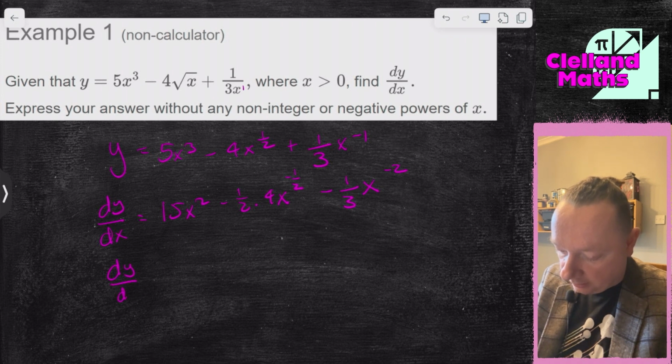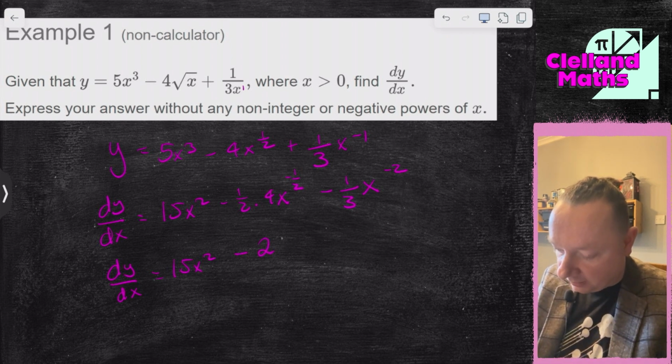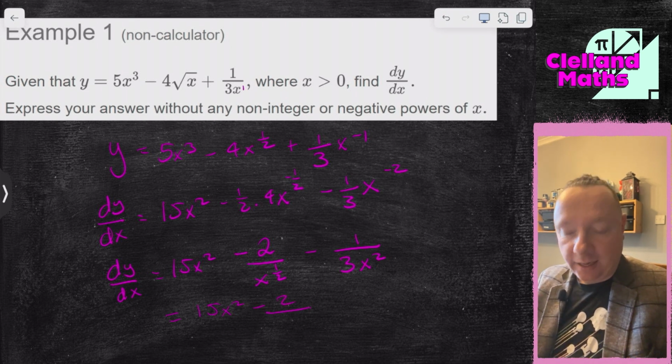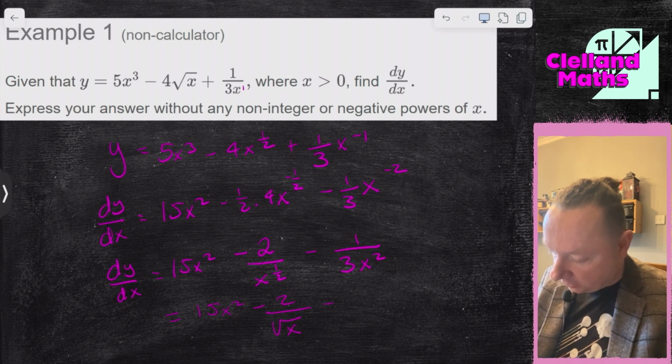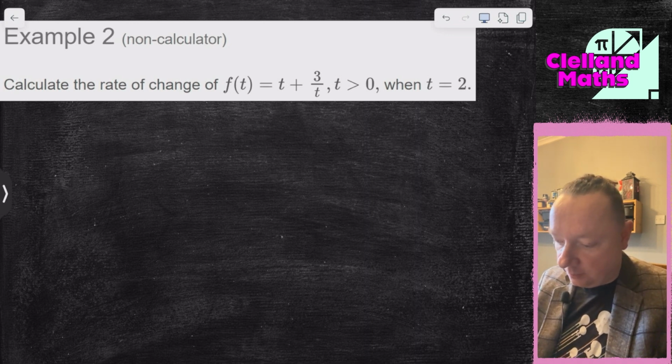So dy/dx, 15x squared is fine with me. A half times 4, well, a half of 4 is 2, so minus 2. But I've got that x to the minus a half, so I'll make that x to the half to start with. And then minus a third, x to the minus 2, so 1 over 3 stays where it is, x squared. I can tidy that up slightly by saying I've got 15x squared minus 2 over, well, x to the half will be root x, so root x minus 1 over 3x squared. And we're done there.